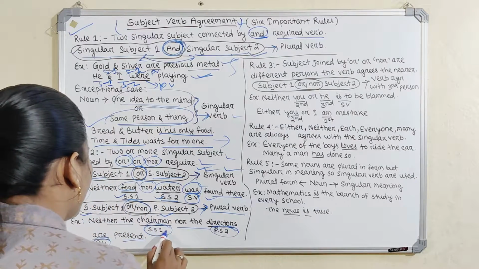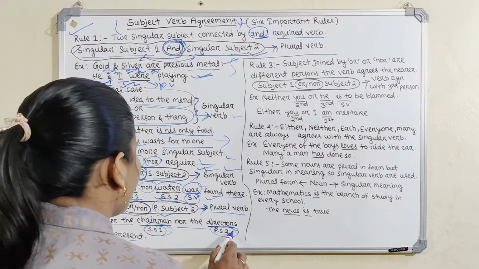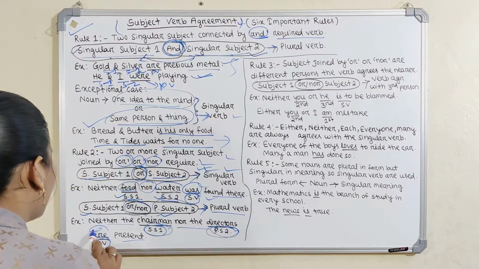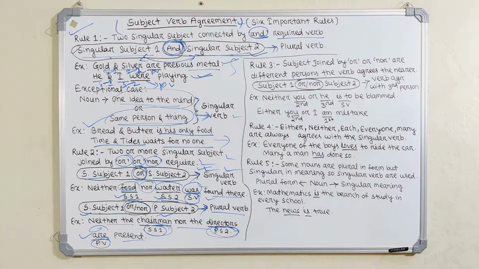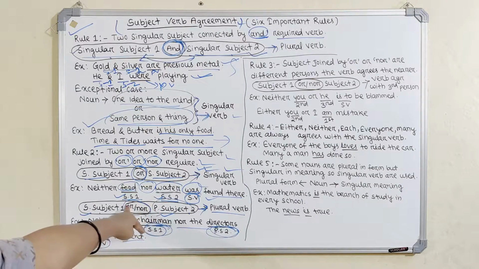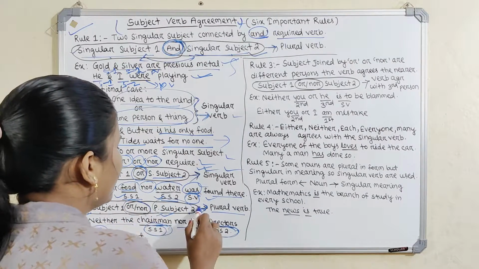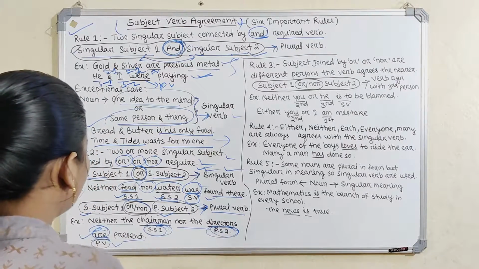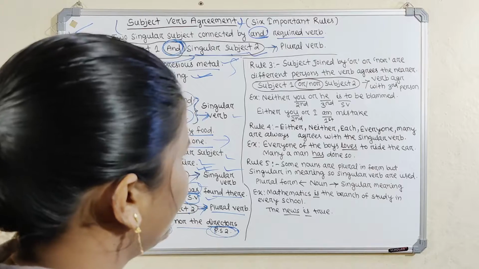Here the singular subject 1 and the plural subject 2 are combined together, and here the plural verb are is used. Because of singular subject 1 and plural subject 2, if they are connected by the words or nor, the plural verb is used. Like this, are is the plural verb here.